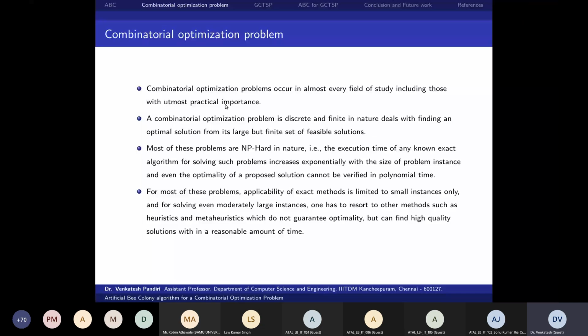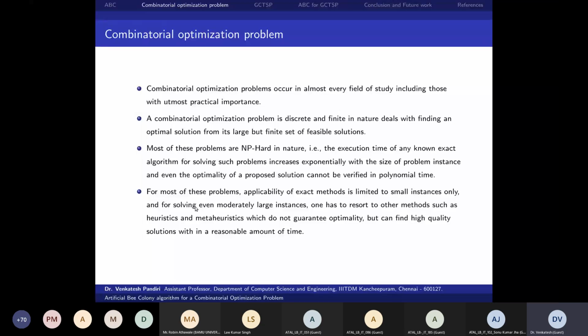So these combinatorial optimization problems occur in many areas, spanning computer science, EC, mechanical, you name it. In many areas, these combinatorial optimization problems will occur, and they are discrete and finite in nature. Most of these problems are NP-hard, and solving them within a small amount of time is very difficult. And if you are able to design any algorithm to solve it, then it will be very good.